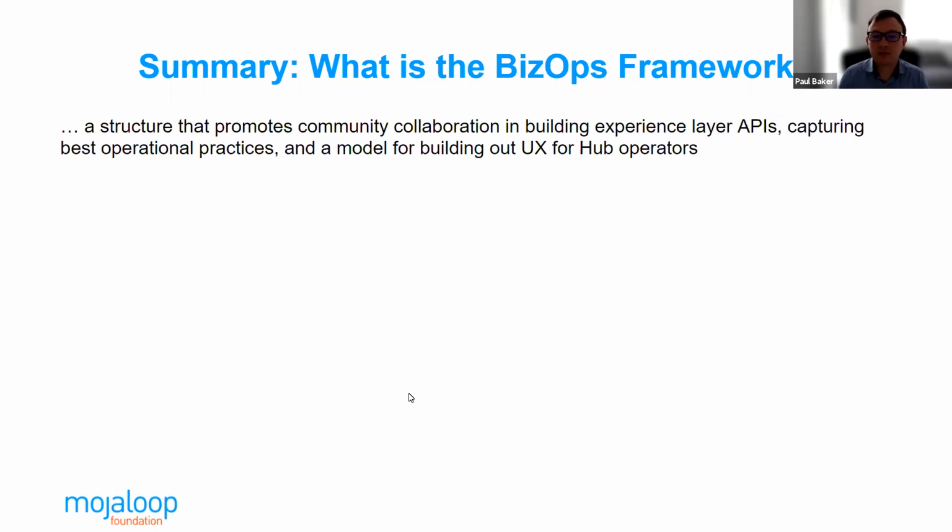It's a structure that promotes community collaboration in the journey that we're going on to build detailed experience APIs that capture best practice and operational practices, to build really this model that we can use to roll out UX across hub operators. And the emphasis is this community collaboration. So there's three real pillars to this bizops framework.